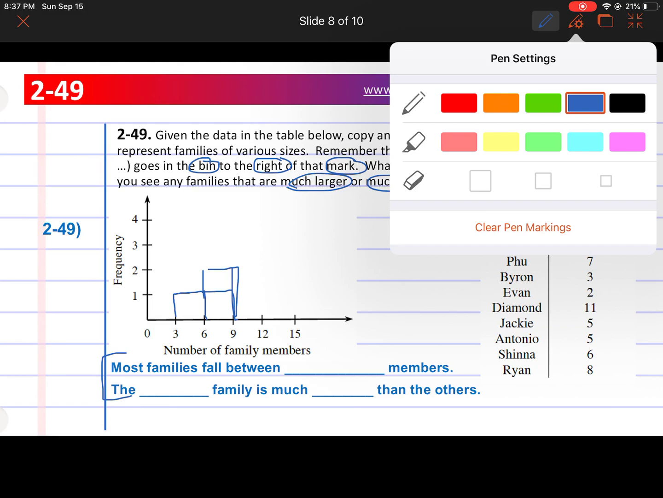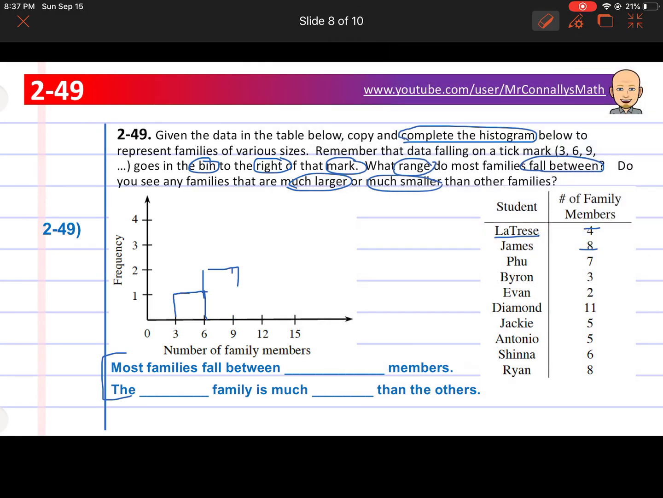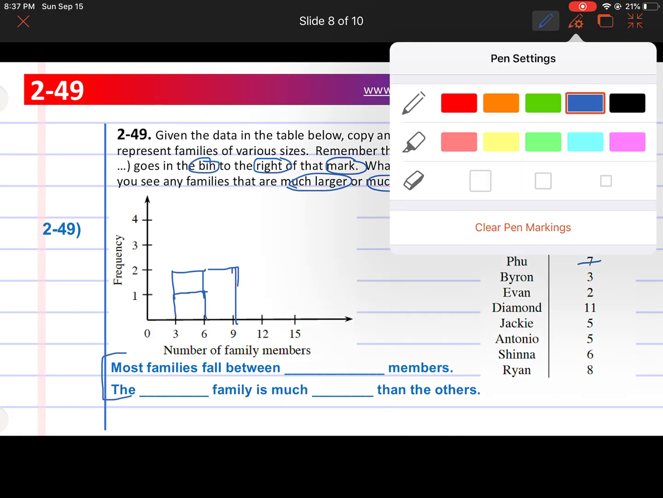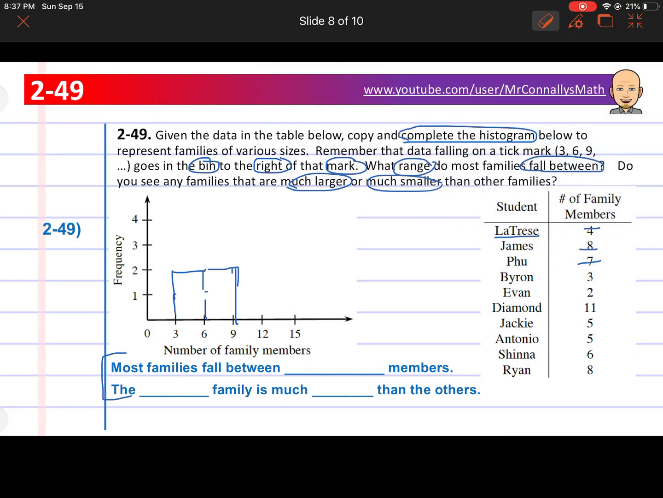And technically, you don't use the boxes, you just draw a bar graph. But we're not done, so we'll just have to keep adding. And then the Byron family has 3. Now that would go to the right, so that means they would also be caught up right there. So we can erase that part.